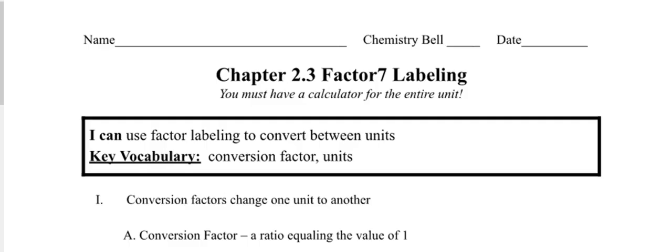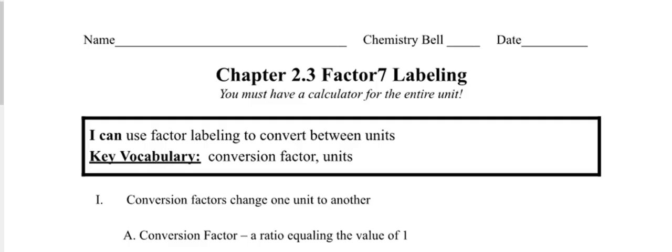And actually, before we begin Chapter 7, we're going to talk about Chapter 2.3, which is how to factor label. If you remember back in Chapter 2, that's when we learned about significant figures and metric conversions and accuracy and precision and density, and we did a lot of math then, but we haven't done a whole lot since then. Well, we are going to change that quickly, starting with this.